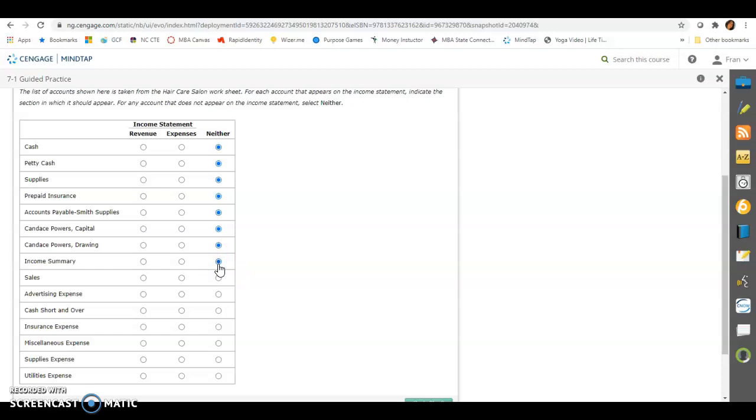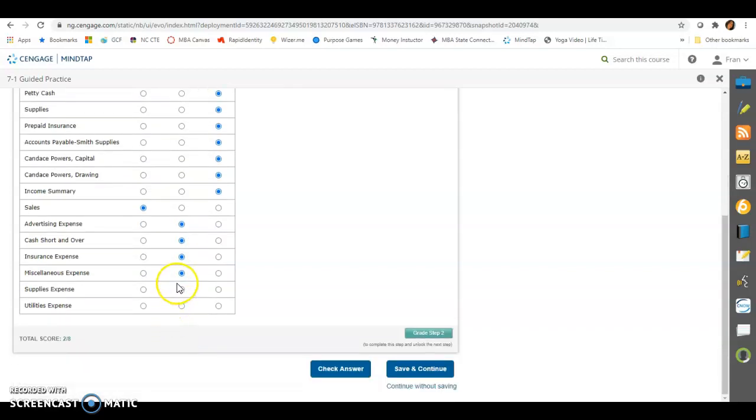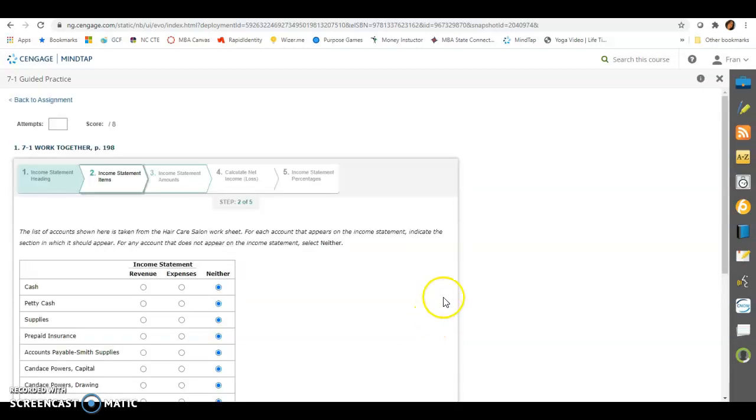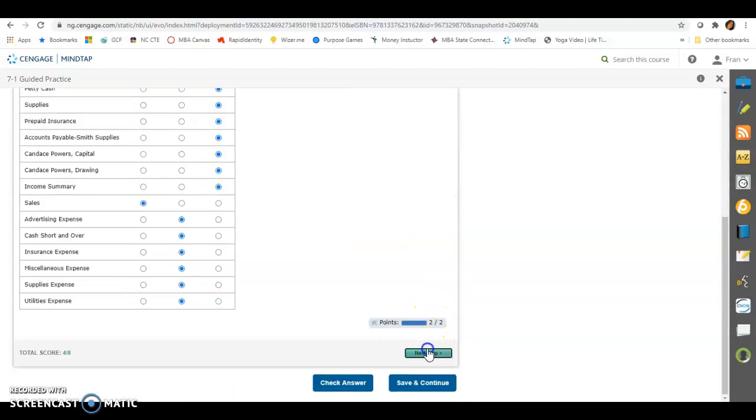All right, so now we start with sales. That is on the income statement as revenue. And the rest of these are all expenses, so we're going to check them off as expenses. Why is this important? Because we need to know what goes on that income statement. So that's why we do this. All right, next step.